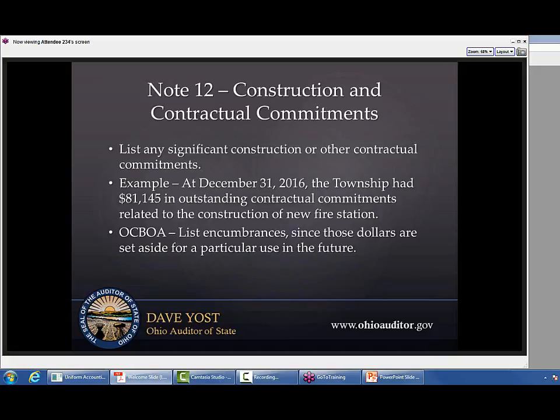Okay? If you do not carry over encumbrances, if you have no encumbrances outstanding at the end of the year, and if you don't have any significant construction going on, then you don't need Note 12 at all.